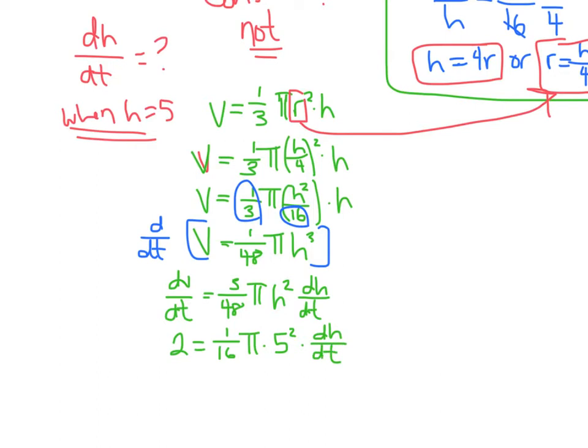All right, so now we just have to solve this for dh dt. So if I clean this up a little bit, what I would do at this point is, since I have 1/16 here and I want to get rid of that to the other side, I'm just going to multiply both sides by 16. So I'd have 32 equals, obviously pi times 5 squared would be 25 pi, and then dh dt.